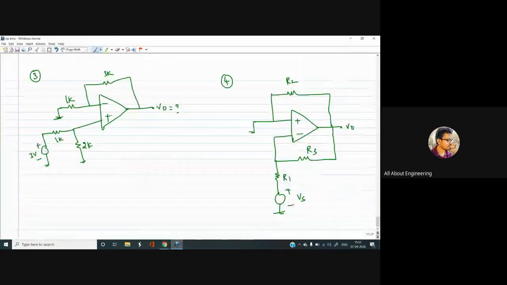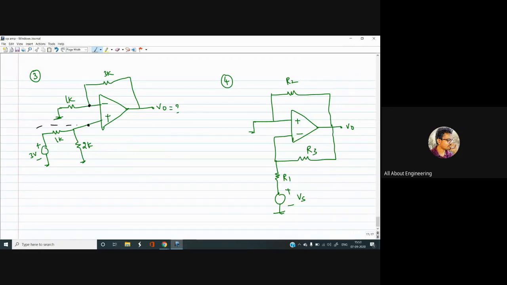As this is clearly a negative feedback circuit, and the gain is also very high, the voltage at this point is equal to the voltage at this point. As the input is given at the non-inverting terminal, this is a non-inverting amplifier, and this is a simple voltage divider circuit. So the voltage at this point is 3 into 2k by 1k plus 2k, that is 3k. If you cancel all these, you will get 2 volts here. So the same 2 volts will appear at this point by the concept of virtual short.